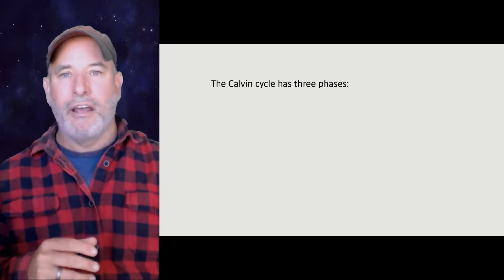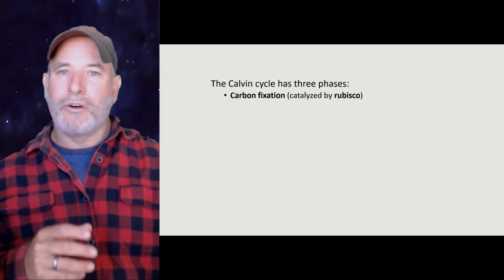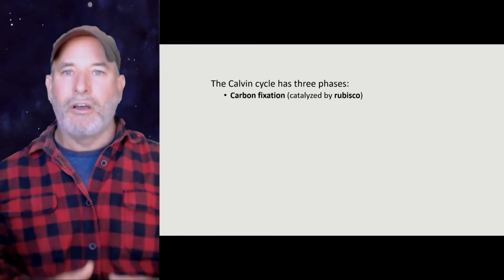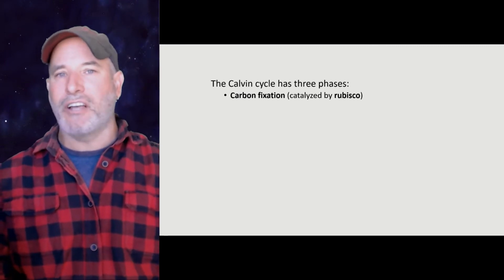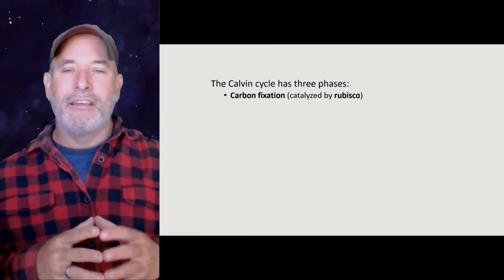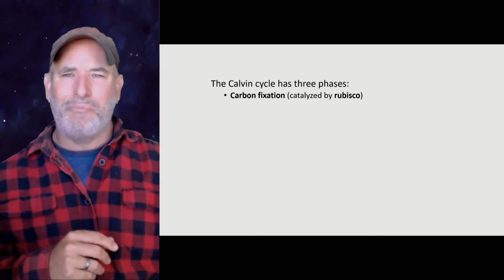Let's break down what it's doing here. The first one is carbon fixation. Whenever we talk about carbon fixation, what we're doing is taking carbon dioxide from the atmosphere, right? We're going to bolt it onto an organic molecule. And this is done by an enzyme called Rubisco.